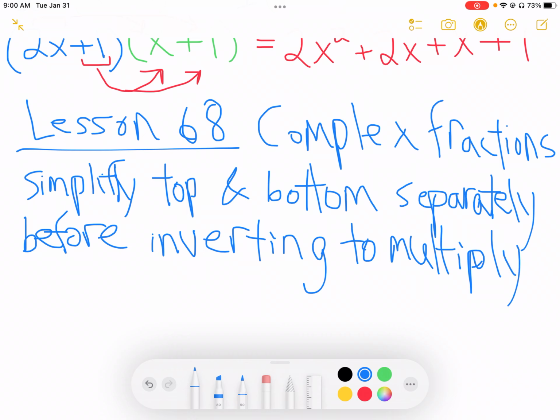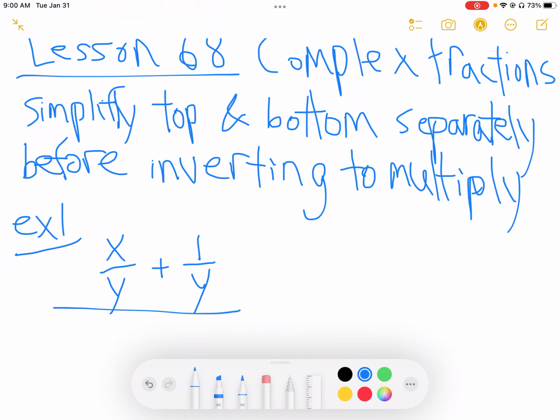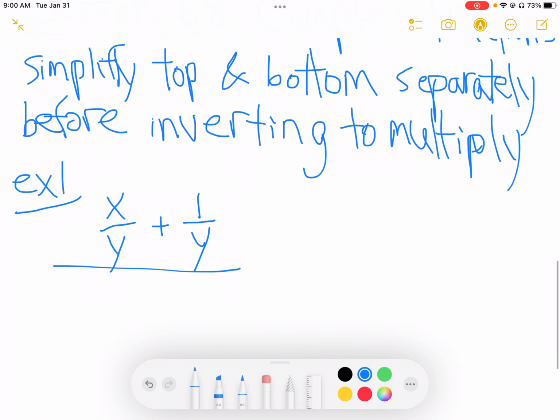Okay, so let's go ahead and see what this looks like. Let's do example 1, and I have x over y plus 1 over y, and then on the bottom of this fraction, I have x over y minus 1 over y.